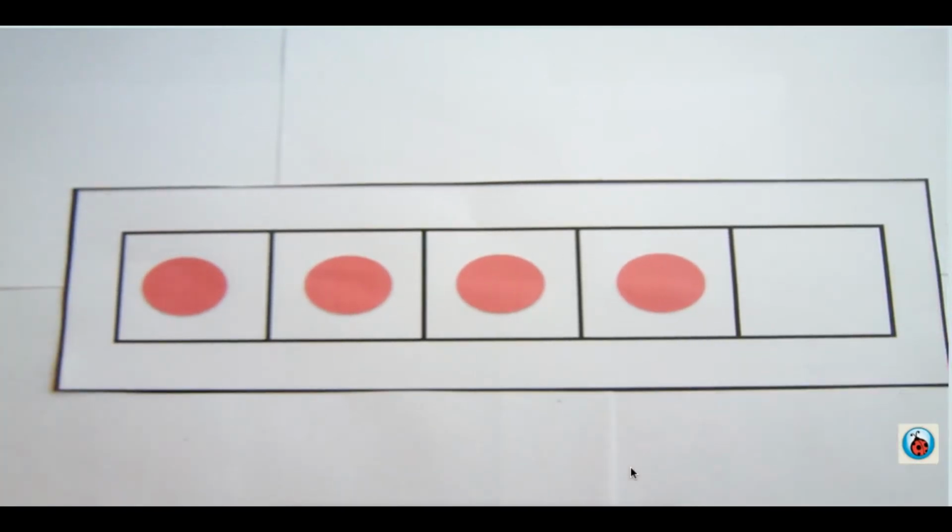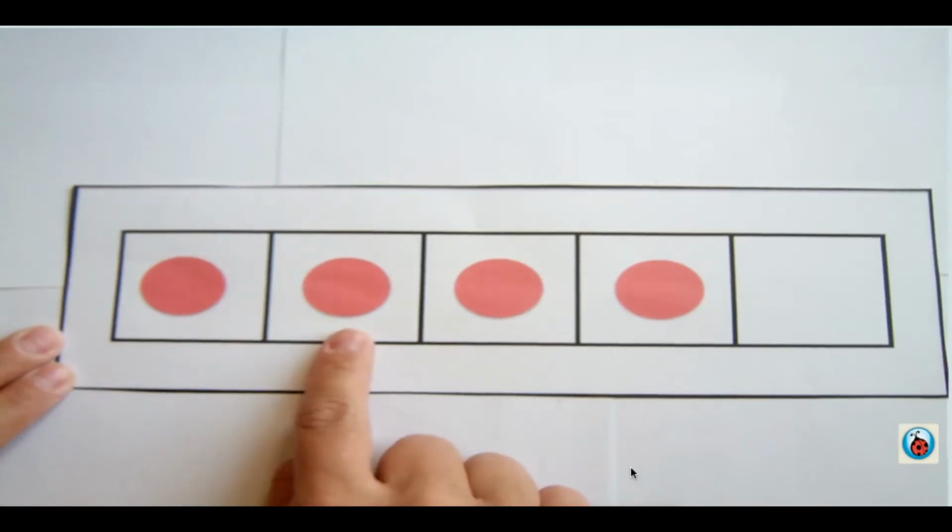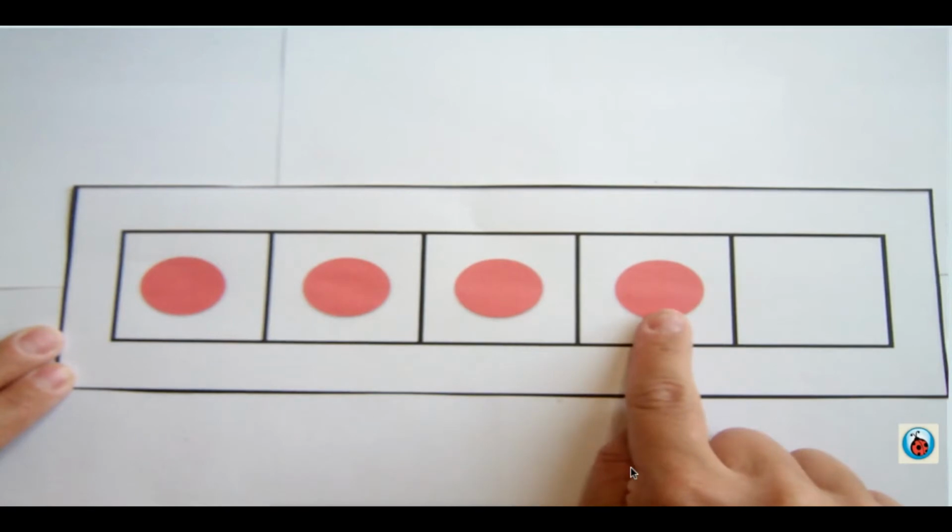Oh my goodness, if you held up 4 fingers or you said the number 4, you're correct. You see 4 dots on our 5 frame. Let's go ahead and count together. 1, 2, 3, and 4.